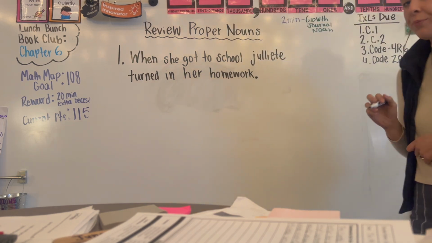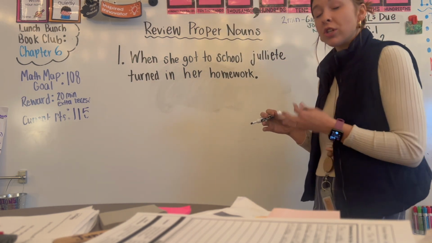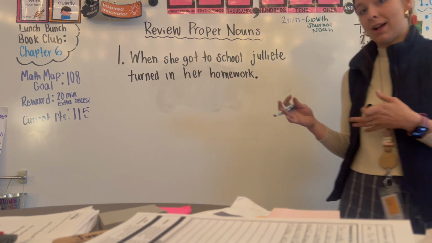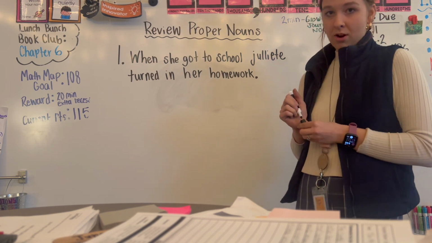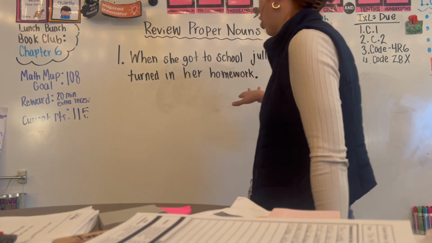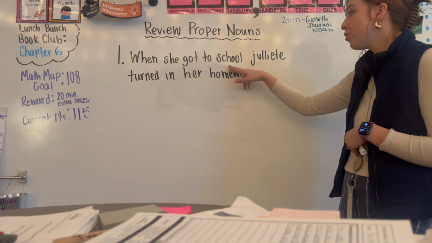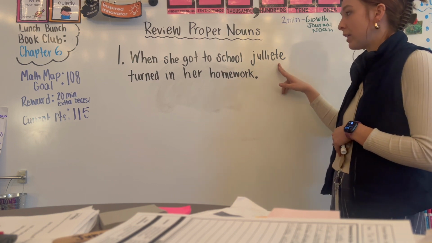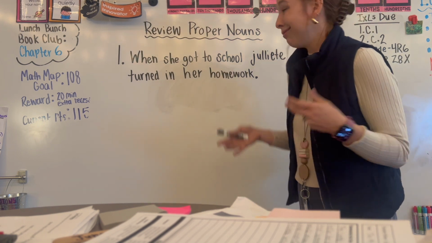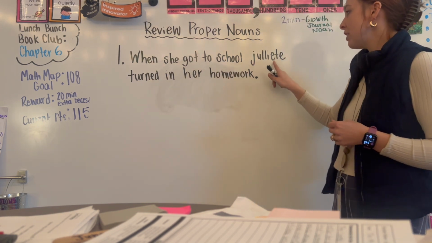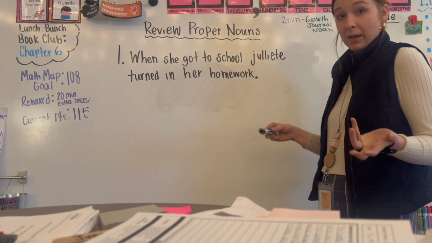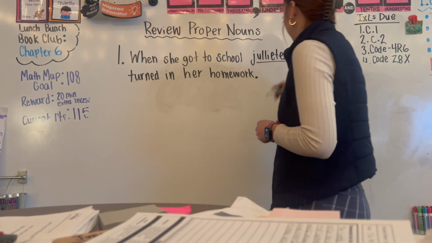What I want you to do is underline the proper noun, and then capitalize it above there. So we're going to find the proper noun in this sentence. Let's reread it: When she got to school, Juliet turned in her homework. I'm seeing a couple of nouns right now: school, homework, and Juliet. Is school specific? Am I naming a specific school? No, so it's probably not school. Juliet sounds like a person. Is that someone specific? That's specific, that's Juliet. I'm going to underline that.